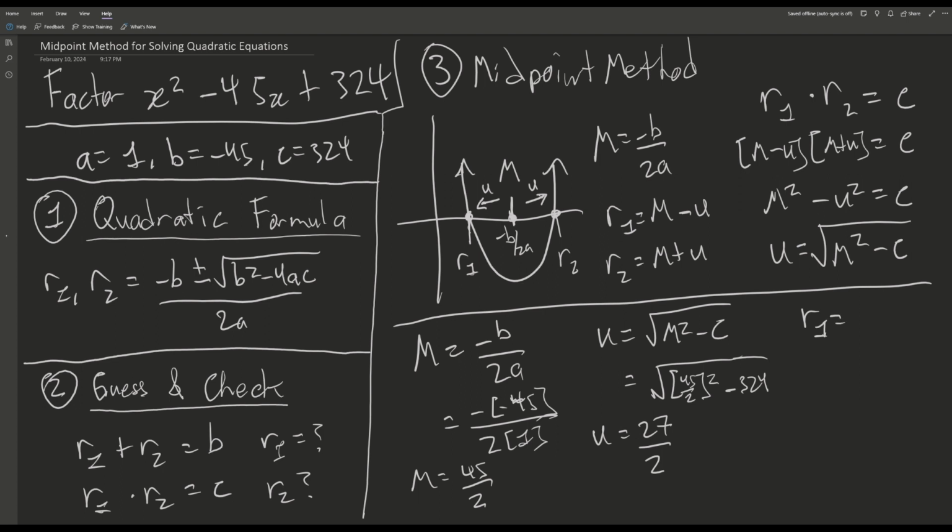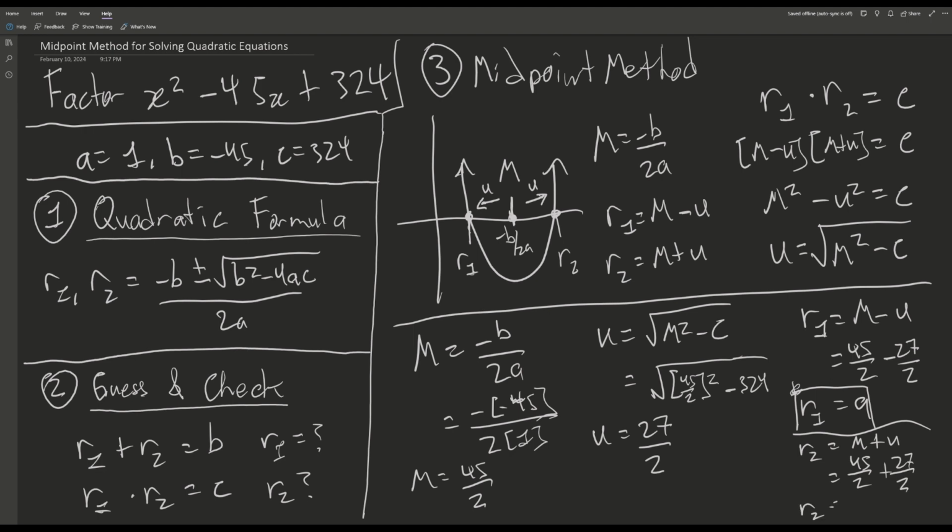First root is equal to midpoint minus u, which is equal to 45 over 2 minus 27 over 2. Root 1 is equal to 9. Nice. And root 2 is equal to m plus u, which is equal to 45 over 2 plus 27 over 2. Root 2 is equal to 36.